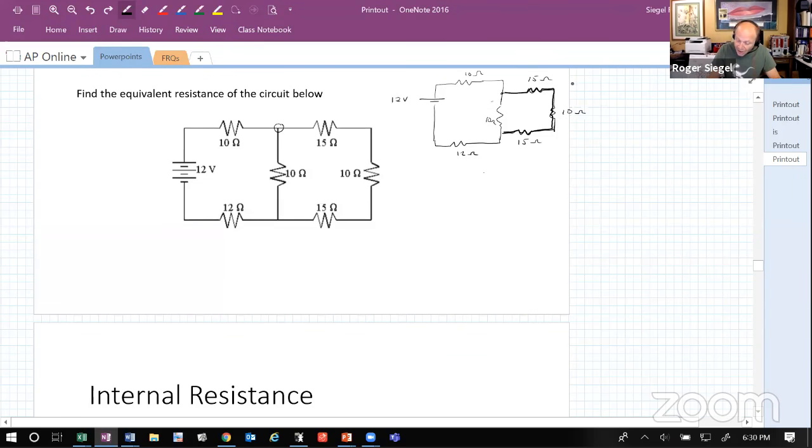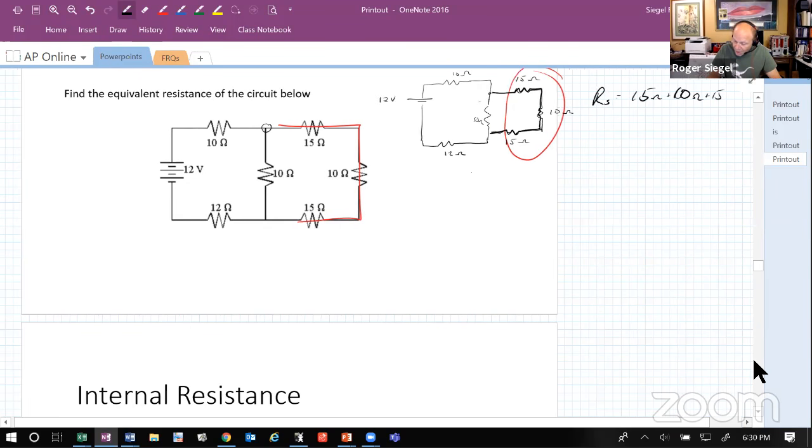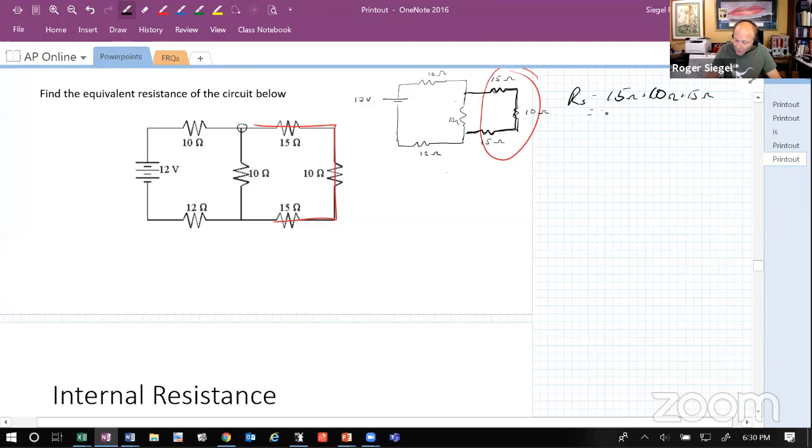So since these 3 are definitely in series, right? We go like that. Well, we just add them like this, resistors in series. And so we're going to add 15 ohms plus 10 ohms plus 15 ohms. Okay. And that gives us 30 ohms. I'm sorry, 40 ohms.